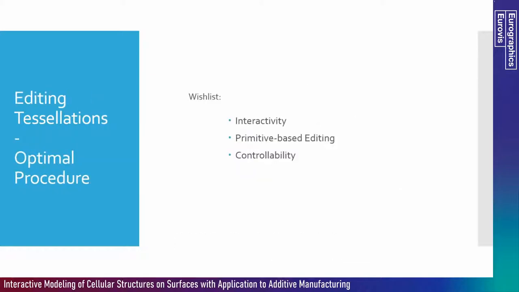There are a few requirements for an ideal editing procedure. First, for artists to realize the idea of the model as best as possible, immediate feedback is important. Placing seeds and waiting for the tessellation to be generated is not a practical workflow, making interactivity for efficient tessellation design inevitable. Second, the artist must have several editing operations available. And third, he must have as much control over the tessellation as possible.